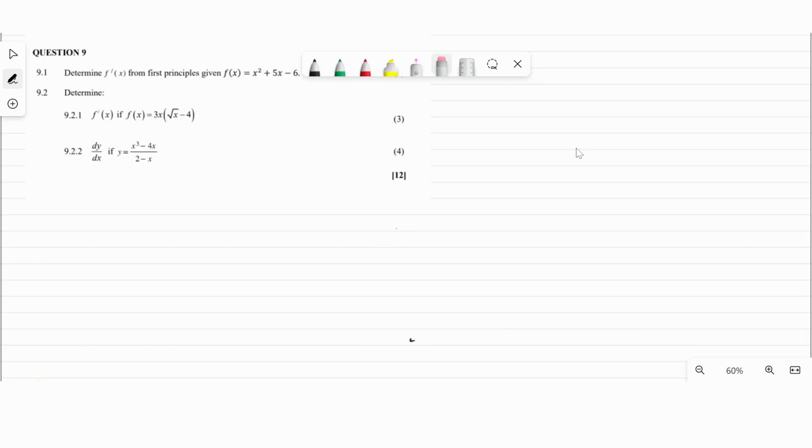So now let's answer 9.2.1. It says determine f prime if f of x is equal to the function. So they give us f of x. So now let's simplify this so that it's easy for us to use the differentiation rules. So the first thing is we're going to distribute what? We're going to distribute the 3x here and here. So let's do that, right?